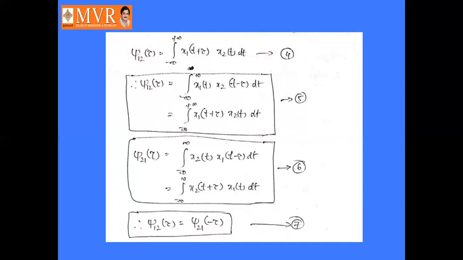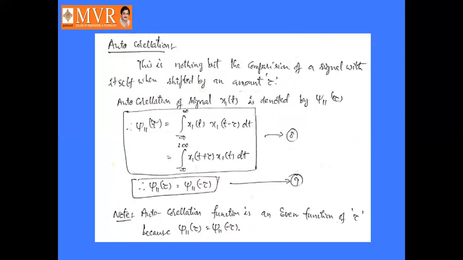From these two equations 5 and 6, J12 of tau is equal to J21 of minus tau. This is the relation between the two cross-correlation functions, J12 of tau and J21 of tau. So J12 of tau is equal to J21 of minus tau. That is equation number 7.